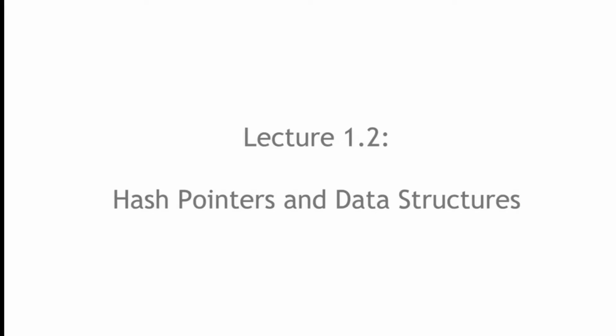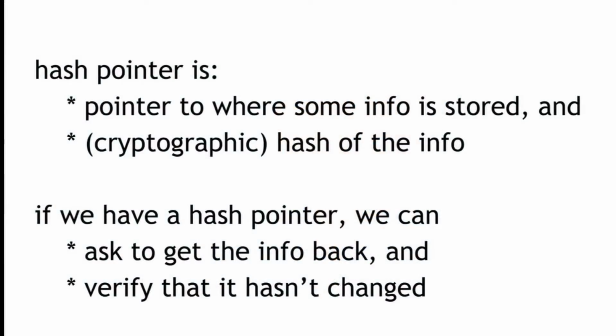In section 1.2, we're going to talk about hash pointers and their application. A hash pointer is a kind of data structure that turns out to be used a lot in the systems that we're talking about. A hash pointer is basically a simple thing: we take a pointer to where some information is stored, and together with that pointer, we store a cryptographic hash of the information. Whereas a regular pointer gives you a way to retrieve the information, a hash pointer lets us ask to get the information back, and it also lets us verify that the information hasn't changed. So a hash pointer tells us where something is and what its value was.